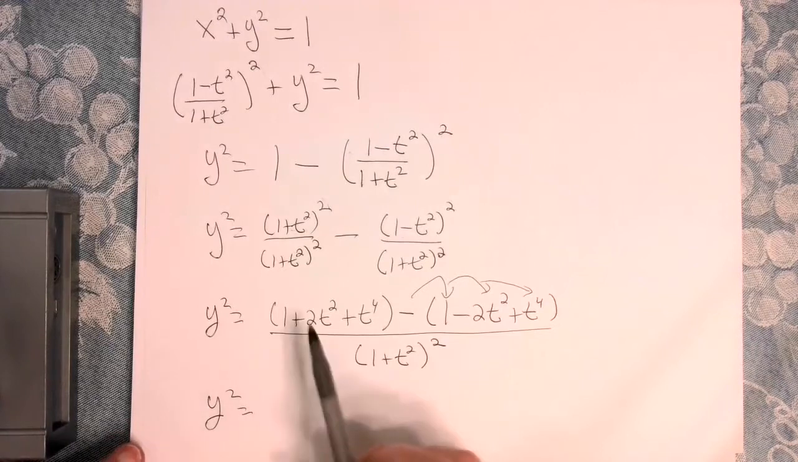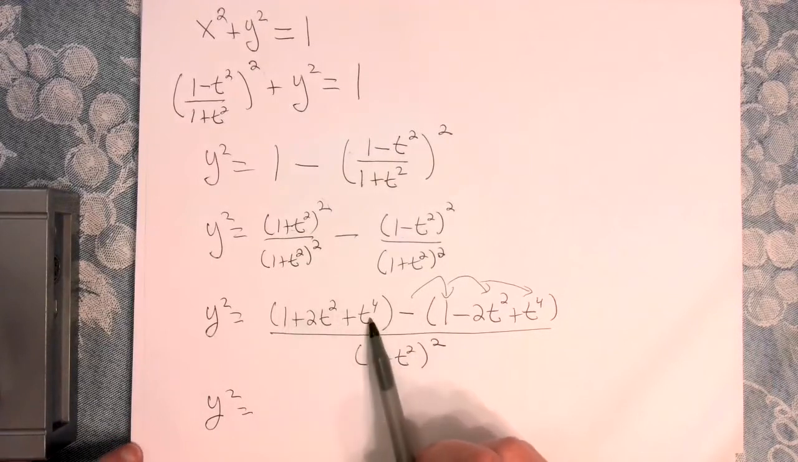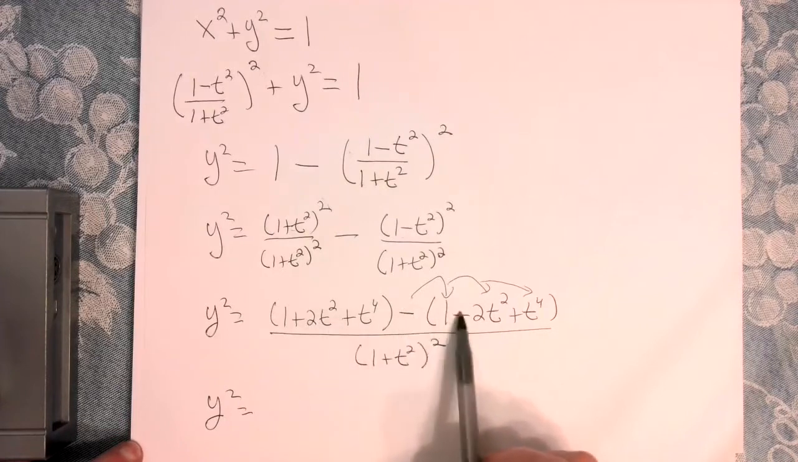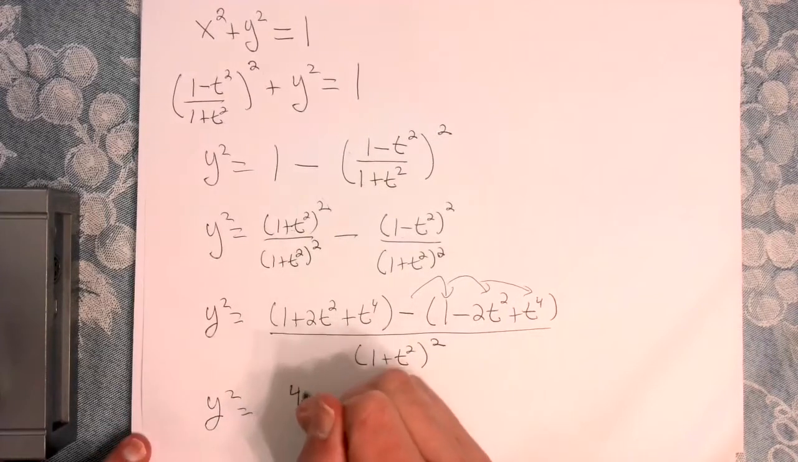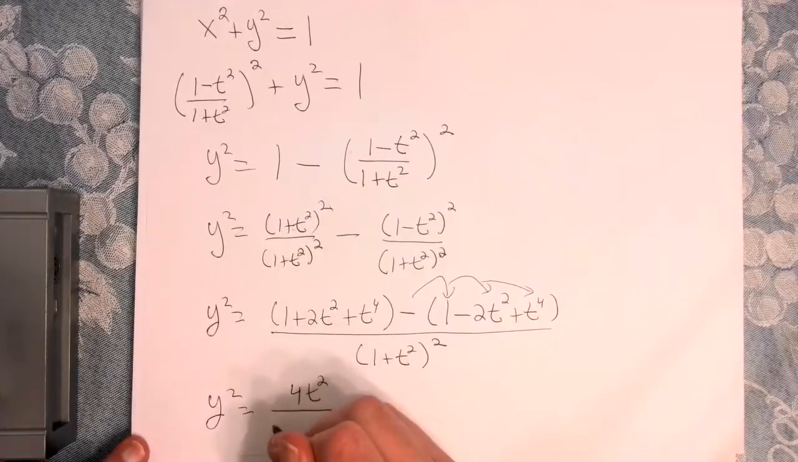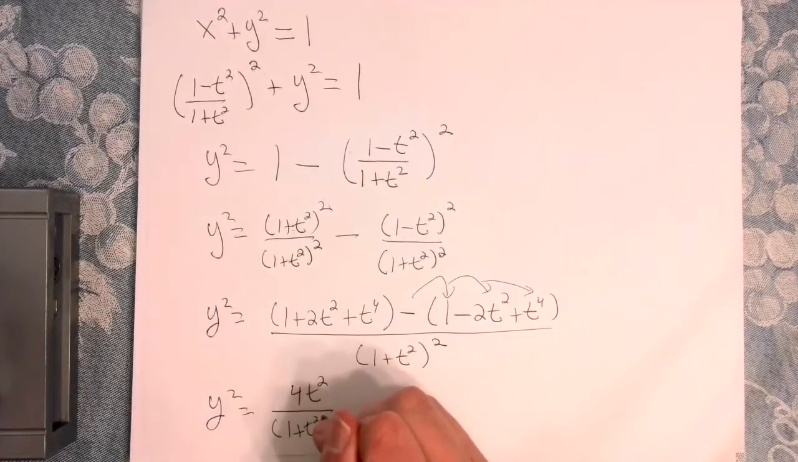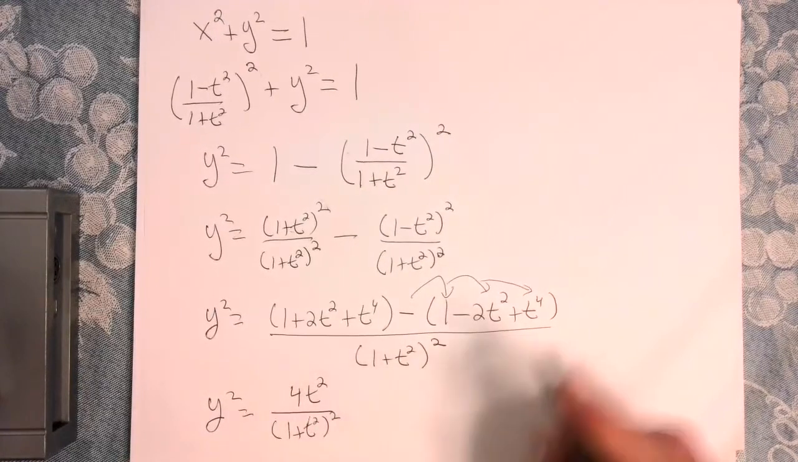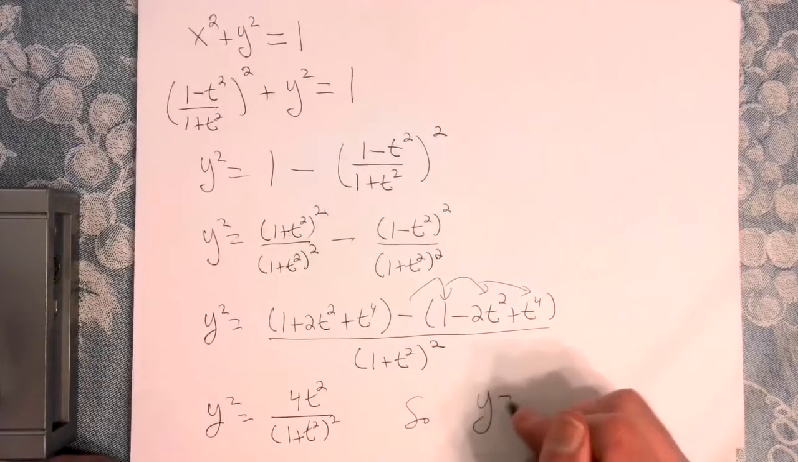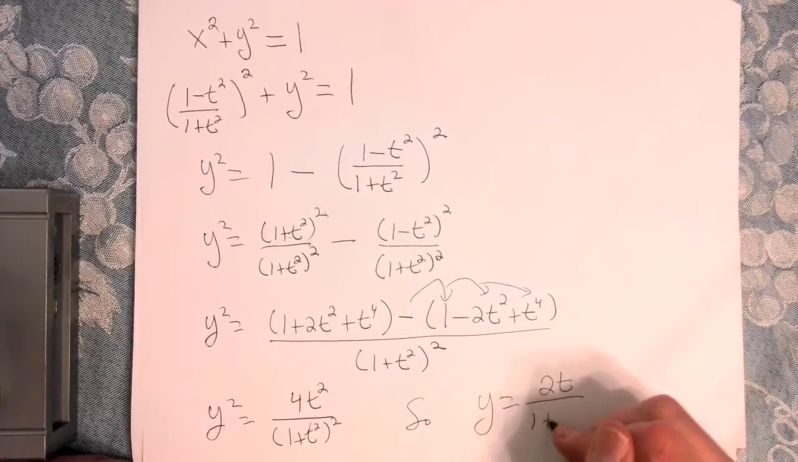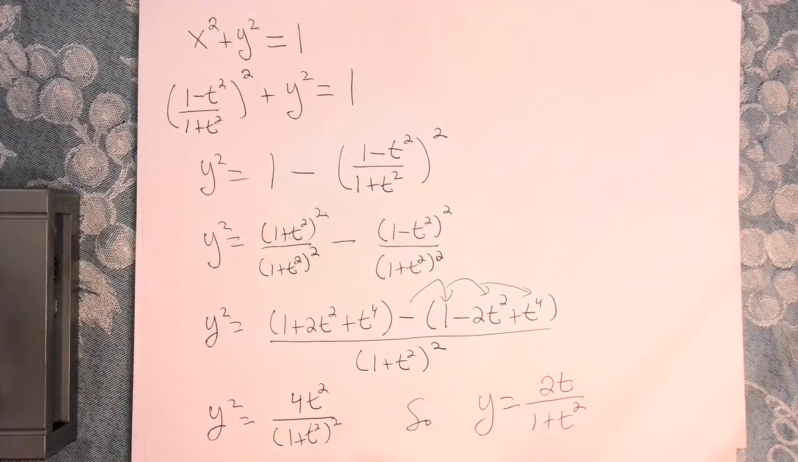And let's see what we have here. So the ones are going to cancel. It looks like the t to the fourths will cancel. And I'm going to have 2t squared plus 2t squared. So that's 4t squared over 1 plus t squared, quantity squared. And so just by taking the square root, y is 2t over 1 plus t squared. So it looks like we have our rational description of points, or the rational points on the unit circle.